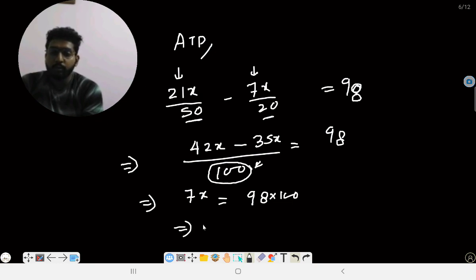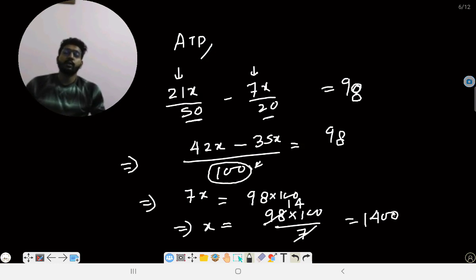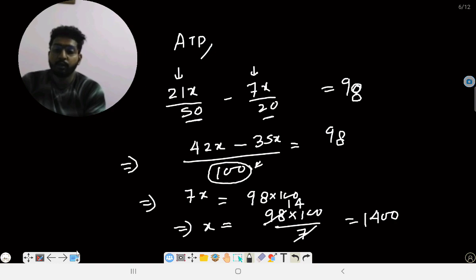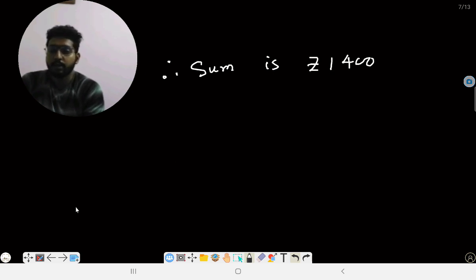So what will be the x? x will be 98 into 100 by 7. So by 7 it will be 7 ones and 7 fours. So that means 1400 will be the x. That means the sum is here. So here the sum will be 1400. So the answer is here. Therefore the sum is rupees 1400. Okay, so that will be the answer.